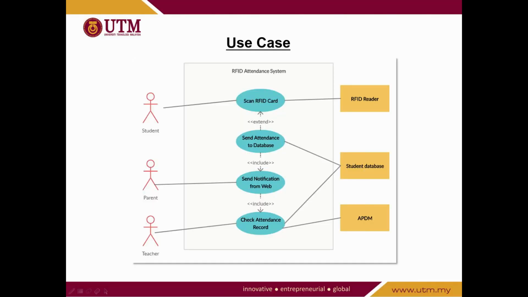Firstly, for the use case, we can see that there are three actors: student, parents and teacher. Student can scan the RFID card from the reader, and then the attendance will be sent to the database that will be used in the web system. At the same time, a push notification of the attendance will be sent to parents via the Telegram app.